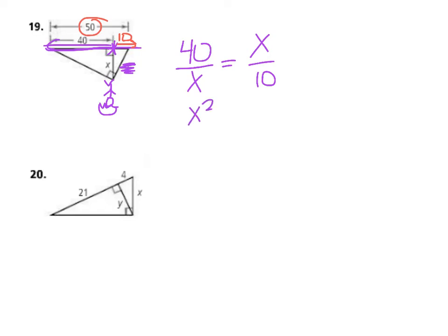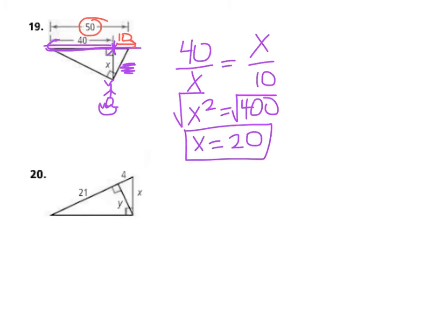And then I do x times x is x squared. 40 times 10 is 400. Take the square root, and if you try that in your calculator first, that is a perfect square. So we get x is equal to 20.